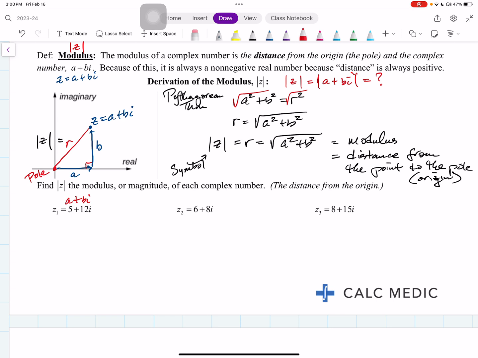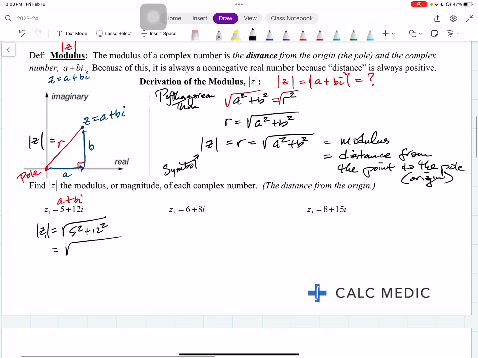So the general form of any complex number is always a plus bi. So a is 5 here and b is 12. When I figure out the modulus here, I'm going to take the absolute value of z1, and that means I've got to take the square root of 5 squared plus 12 squared. Well, what does that give us? 5 squared is 25, 12 squared is 144. You add the two, you get 169, and the square root, believe it or not, is a perfect square: 13. So the absolute value of the first complex number is 13, and we call that the modulus, the distance from the point to the pole.